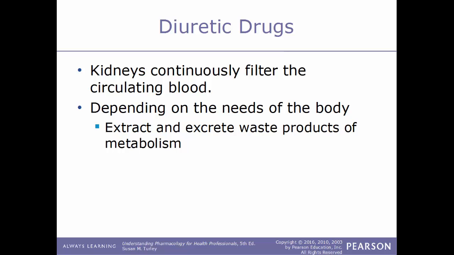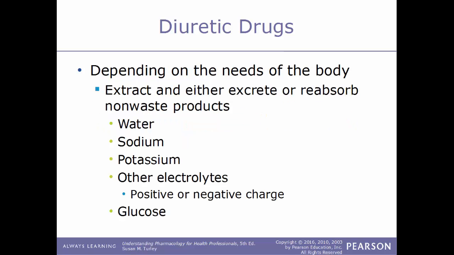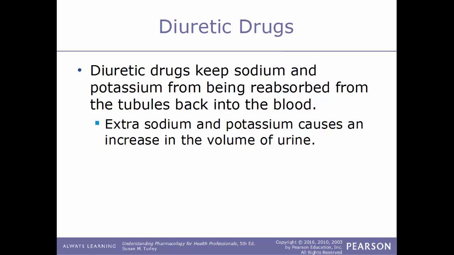Of course, the main organ of the urinary system would be the kidneys, and the kidneys continuously filter circulating blood, and depending on the needs of the body, will extract and excrete waste products of metabolism. Now, also, depending on the needs of the body at that time, the kidneys can extract and either excrete or reabsorb non-waste products. And these non-waste products can include water, sodium, potassium, electrolytes, either positive or negative electrolytes, and glucose. Now, diuretic drugs keep sodium and potassium from being reabsorbed from the renal tubules back into the blood. So this extra sodium and potassium can cause an increase in the volume of urine.